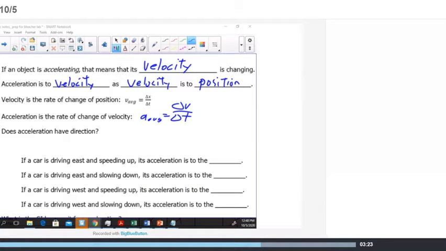Here's one I want you to think about a little bit. Does acceleration have a direction? What do you think? How many vote for no? Couple? How many vote for yes?